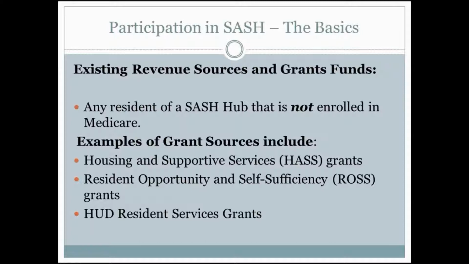So it's very possible that you're going to have some folks in your housing hub site, congregate building, that are not on Medicare. And you're very likely going to want to serve them because they're in your building and you have SASH there. And so if your housing organization has existing funding sources that they've gotten over time, and you might have heard of some of these. Housing and Supportive Services, that's a HOS grant, that's a state-funded grant. There's also a federal HUD grant called Resident Opportunity and Self-Sufficiency, that's the ROSS grant.